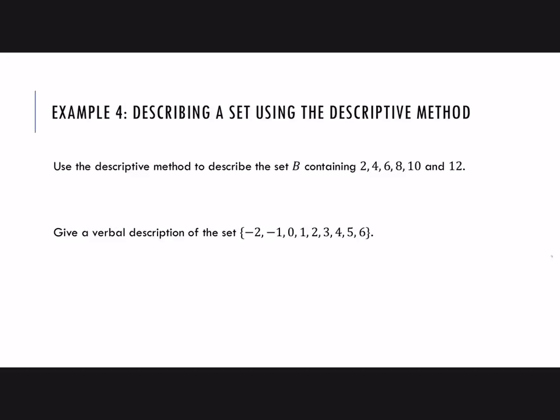Use the descriptive method to describe the set B containing 2, 4, 6, 8, 10, and 12. So I'm looking for some sort of a pattern, a way to say in words why we've chosen this particular group of numbers. All right, so I would start out by saying B is the set of. All right, and then what are those numbers?